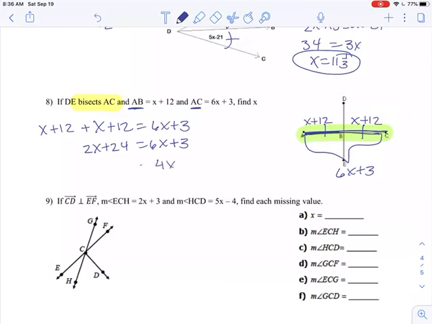I'm going to subtract 2x. I'm going to subtract 3. I'm going to divide by 4. And again, I will get a decimal here. It doesn't go in evenly. Not a big deal.